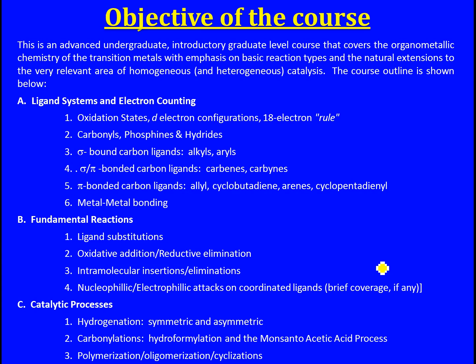In the second part, we will study the most important reactions known in organometallic chemistry, and we have about 13 reactions. The most important, for example in part B, are the ligand substitution, then the oxidative addition, reductive elimination, the migratory insertion, the hydride elimination. Then we pass to the nucleophilic and electrophilic attack on some coordinating ligands.